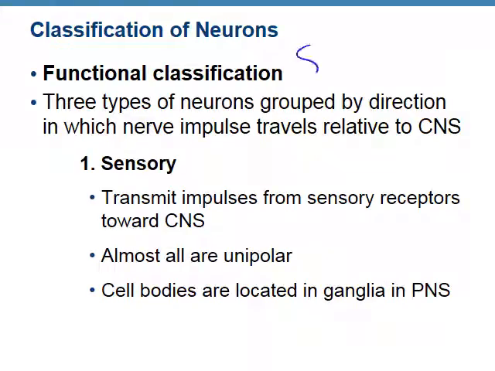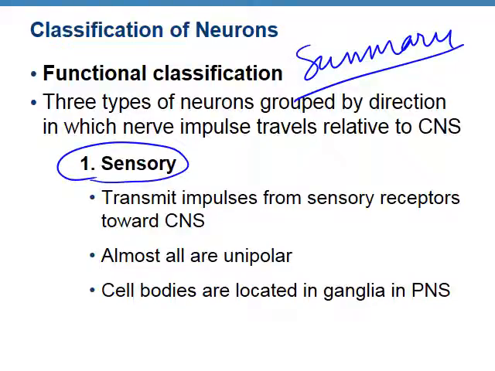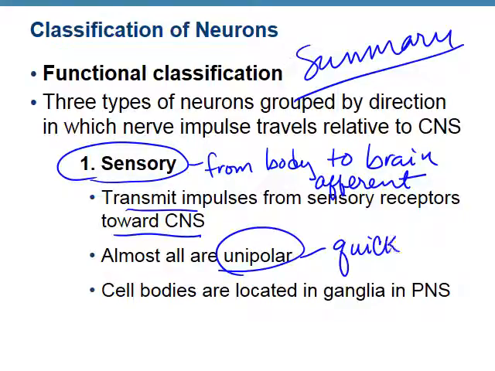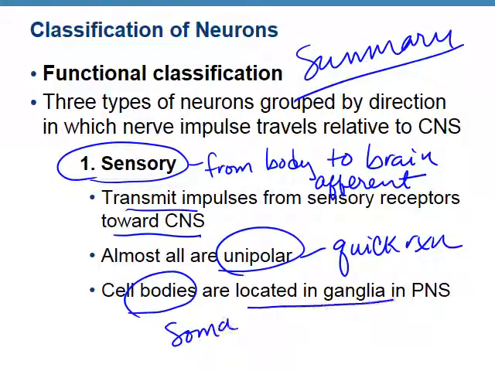Let's kind of tie everything together. This is the summary. So we have sensory neurons. They're going to transmit impulses towards the central nervous system, right? So sensory is from the body to the brain. These are also called afferent, right? They're almost all unipolar. Remember we said this was for quick reaction. The cell bodies, so the somas, are located in the ganglia. This is just a collection of somas. And the somas are located in the peripheral nervous system.